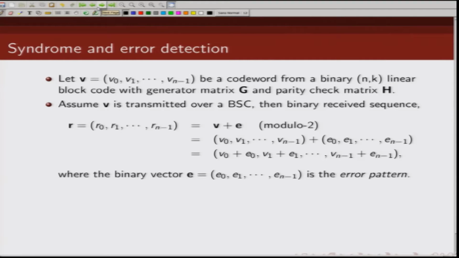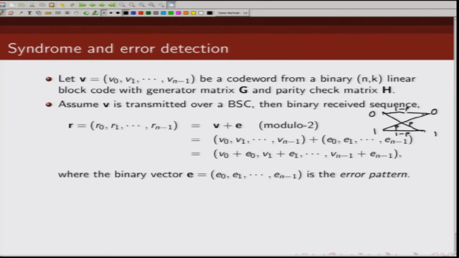Again, let us recall what a binary symmetric channel is. In a binary symmetric channel, we have two inputs and two outputs: binary inputs 0 and 1, binary outputs 0 and 1, and with probability 1 minus p, we receive the bits correctly, and there is a crossover probability of p that the bits get flipped. So, this is a binary symmetric channel.